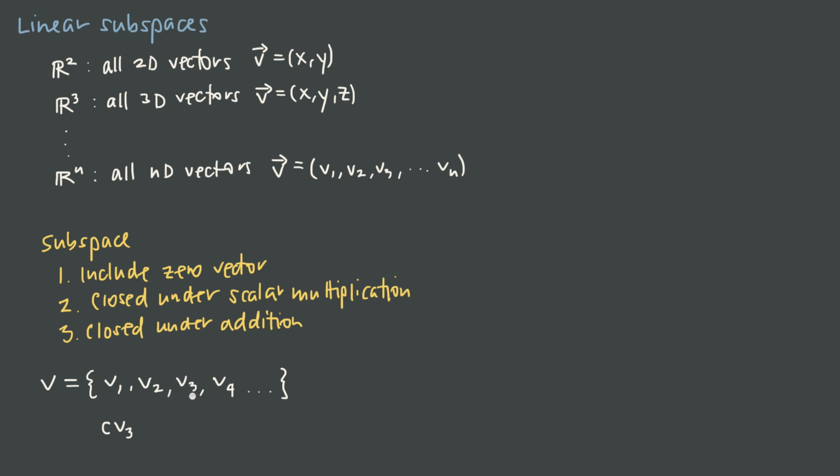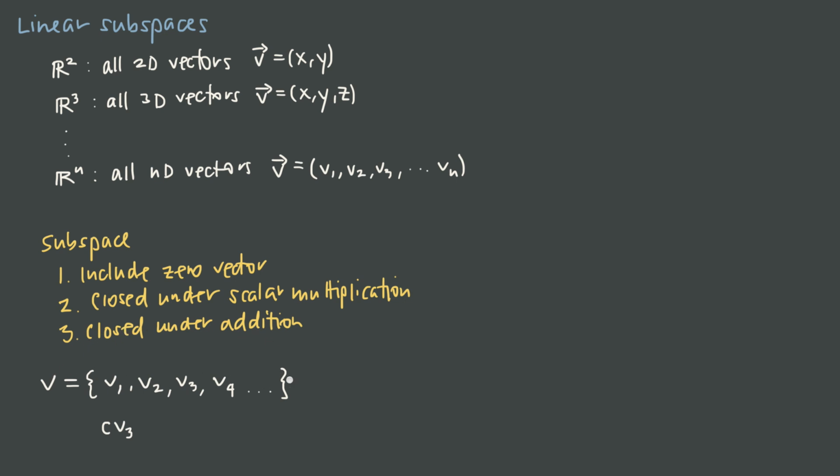And every single time, I have to end up with a vector that was already part of V originally. If I do, then V is closed under scalar multiplication. If I don't, then it's not closed under scalar multiplication. Being closed under addition is a similar thing.